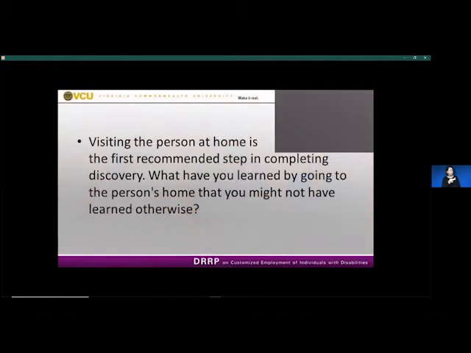All right, we're here today to have a panel discussion on customized employment in this project. Why don't we start out with the discovery process? Caitlin and Jenny, visiting the home of a person is a recommended first step in the discovery process. What have you learned by going into a person's home that you might not have noticed if you'd skipped that step? Caitlin, would you like to go first?